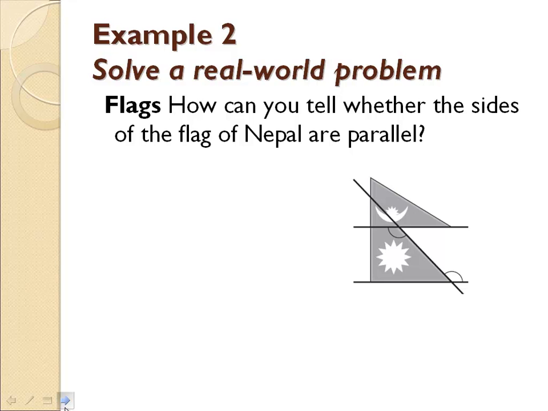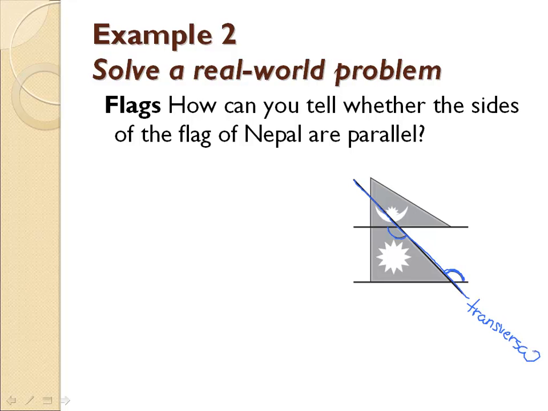Example 2, solve a real world problem. How can you tell whether the sides of the flag of Nepal are parallel? Well, we can look right here. Okay, we've got two congruent angles. This right here would be our transversal.